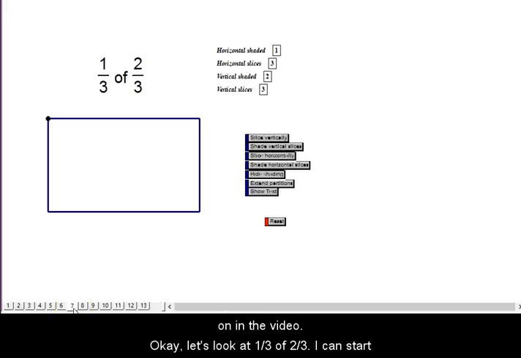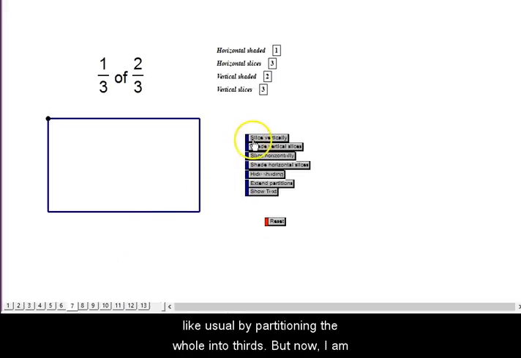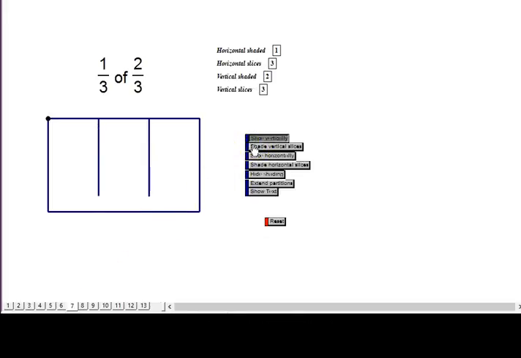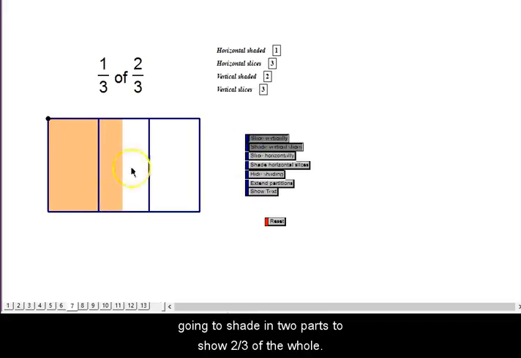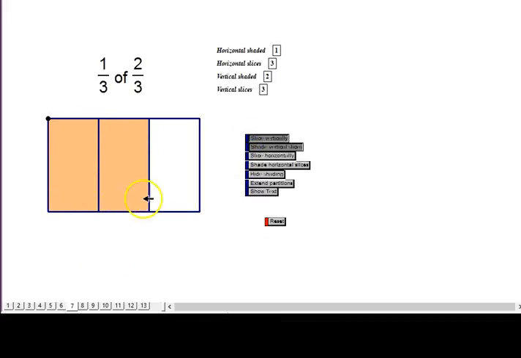Okay, let's look at 1/3 of 2/3. I can start like usual by partitioning the whole into thirds, but now I'm going to shade in 2 parts to show 2/3 of the whole.